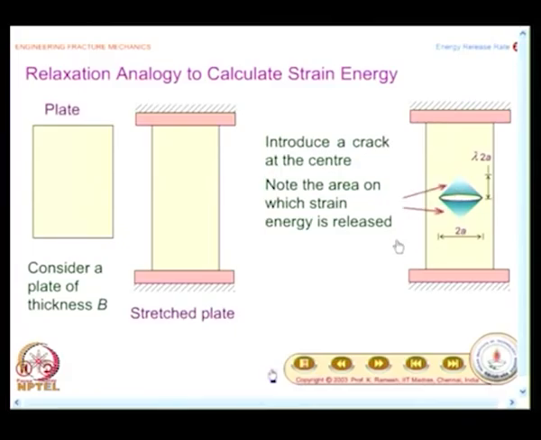We will make a simple calculation, and to make our life simple, we consider a triangular area in the neighborhood of the crack that is releasing the energy to form the two new surfaces. It could be any shape. This is just to illustrate a simple calculation methodology to find the strain energy in the presence of a crack.